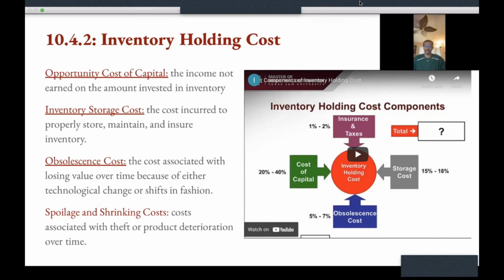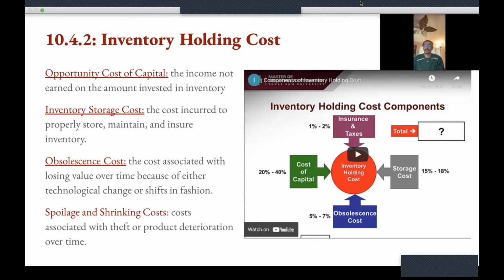And just as there are different reasons why it is costly not to have inventory, there are different reasons why it is costly to hold on to inventory, and all of them are linked to the amount of time a flow unit spends in inventory. Some key definitions we need to take note of are opportunity cost of capital, which can be defined as the income not earned on the amount invested in inventory.